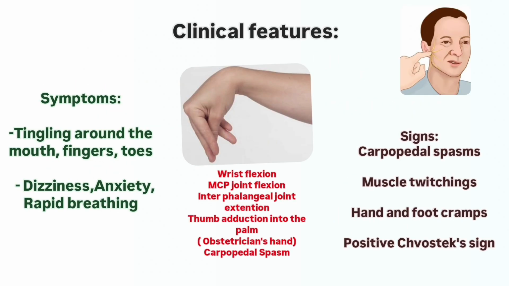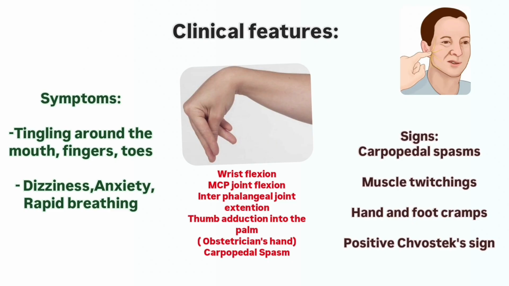The symptoms of heat tetany include circumoral tingling, which is the tingling around the mouth. Then tingling also occurs around the fingers and the toes. Dizziness, anxiety, and rapid breathing are there. Signs include carpopedal spasm. This is a characteristic sign of heat tetany.